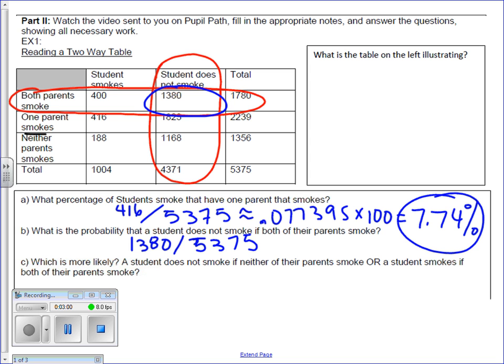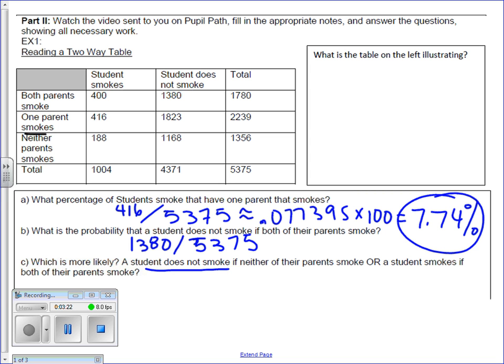Okay, part C says which is more likely? A student does not smoke if neither of their parents smokes, or a student smokes if both of their parents smoke. We need to go back to the table, and we have two separate probabilities to calculate. First we'll deal with just the first one. A student does not smoke if neither parent smokes. Student doesn't smoke, so that's this column, and neither of their parents smoke, so that is this row. Here's where they intersect. That's 1168 over 5375.